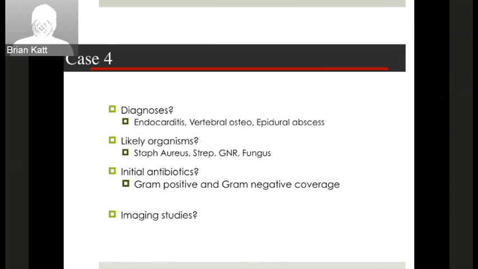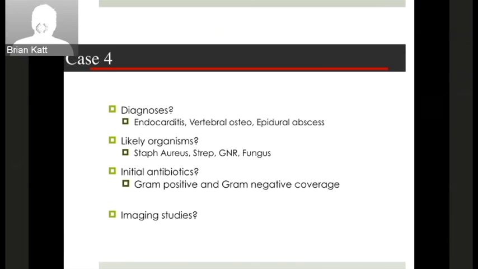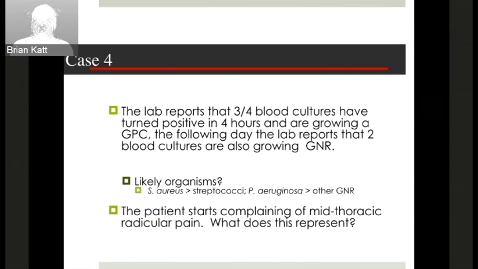What sort of imaging studies? The lab reports that 3 out of 4 blood cultures have turned positive in 4 hours and are growing gram-positive cocci. And the following day, the lab reports that 2 blood cultures are growing gram-negative rods. We already talked about this. Staph aureus, strep, and Pseudomonas are the bugs that we would be suspecting.